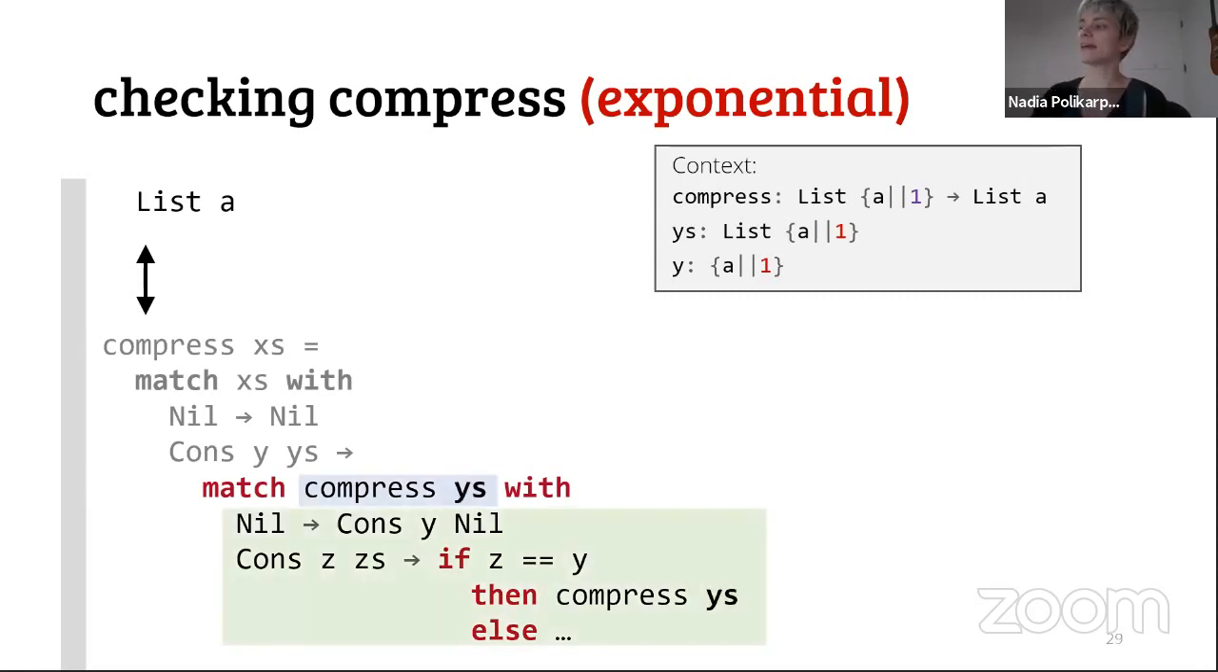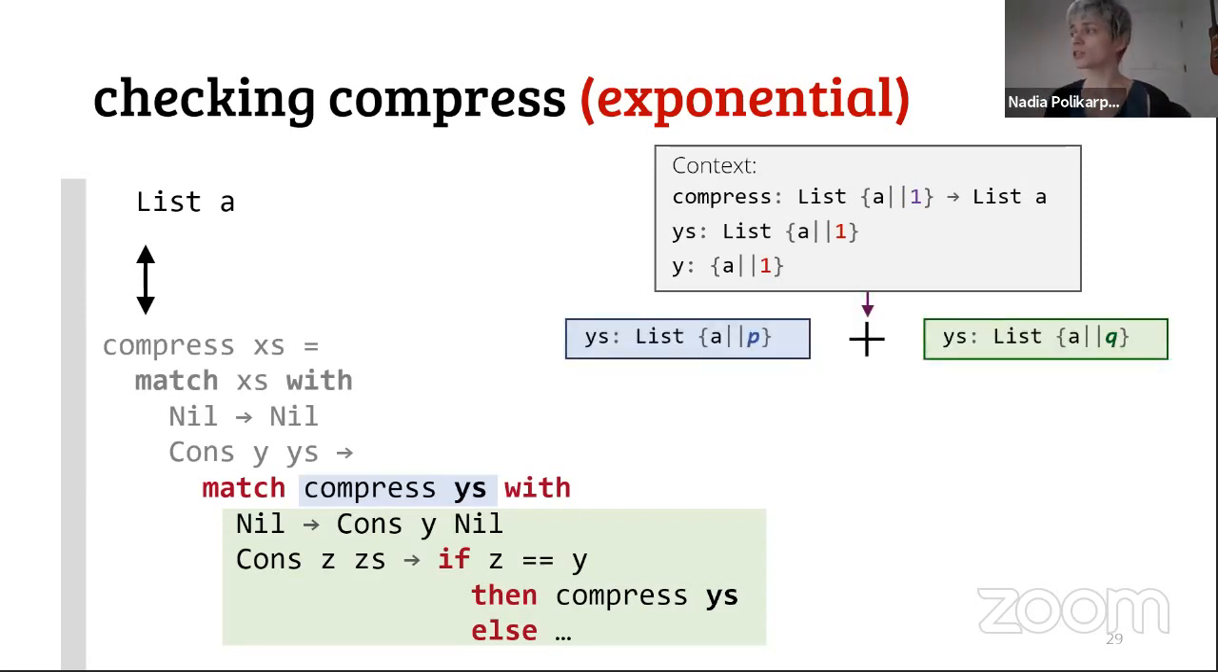At this point, we again have a pattern match. So we again have to split the context. But this one is more interesting because we have a variable ys that appears in both parts of this pattern match. So we can't just simply decide where all of the potential goes. So we introduce these symbolic annotations, and we say some amount of potential P goes to the scrutiny, and some amount of potential Q goes to the branches.